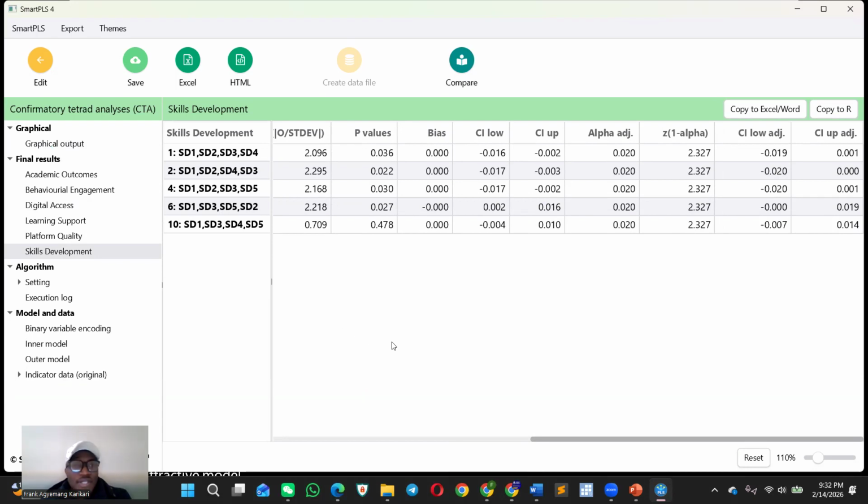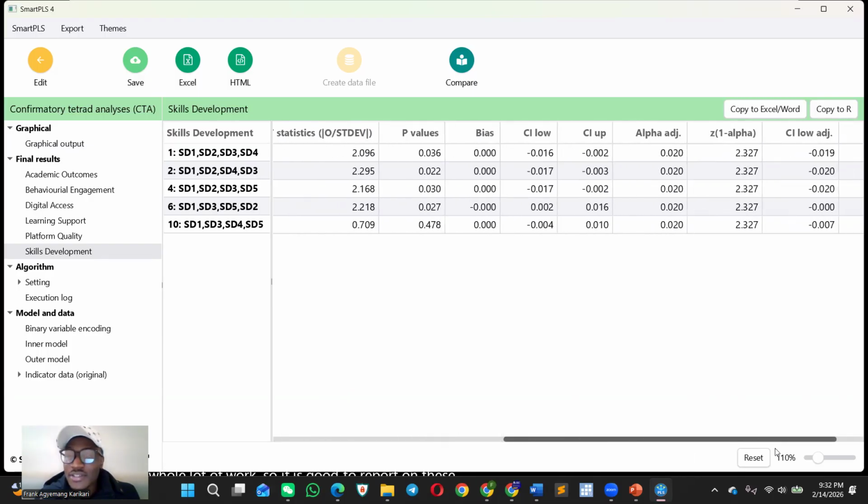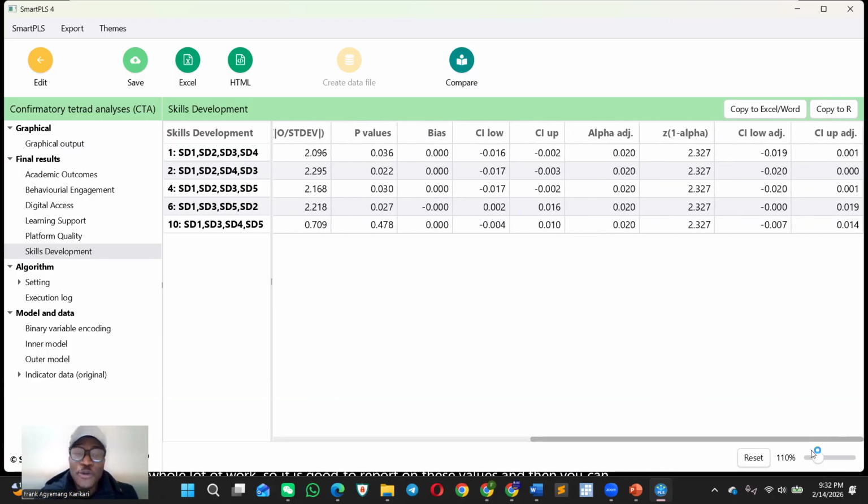formative model. So if you are a PhD student and you want to deal with SmartPLS, it is better to report all of these values. Okay, because a PhD is a whole lot of work. So it is good to report these values and then you can better justify your choices, not just doing anything without justification.